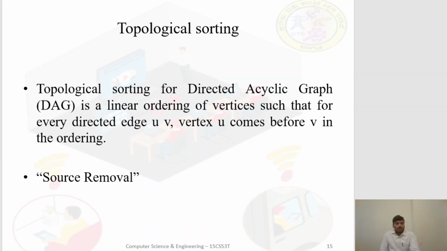So coming to the last example of the first variation, that is decrease by constant, topological sorting. So in topological sorting, this is used for directed acyclic graphs, and it is a linear ordering of vertices such that for every directed edge U, V, vertex U comes before V in the ordering.